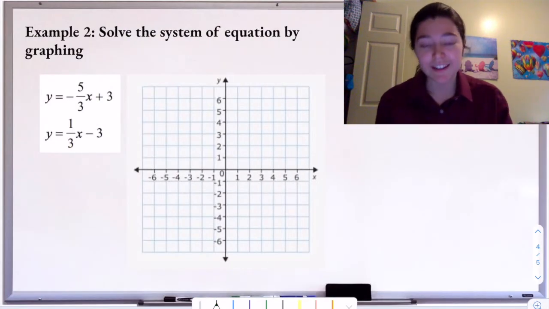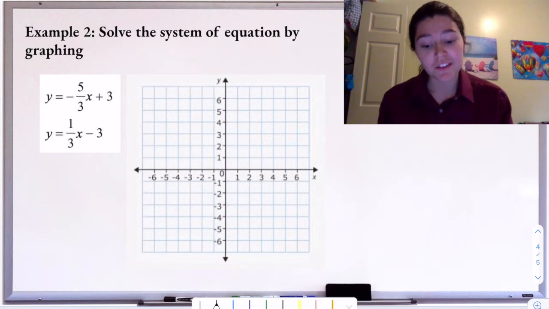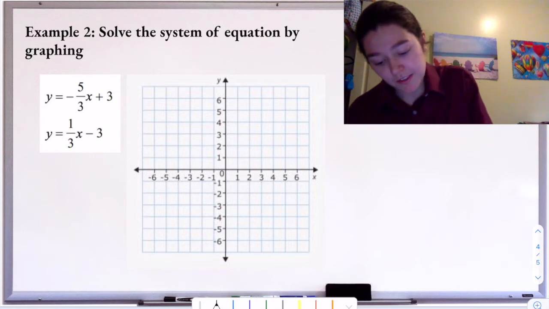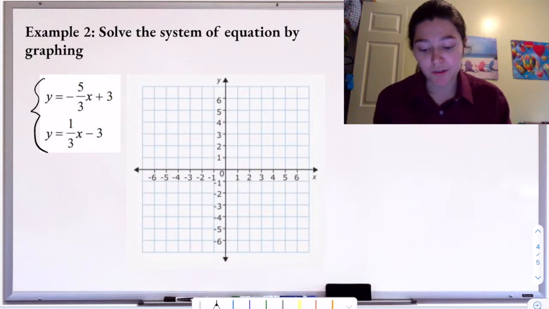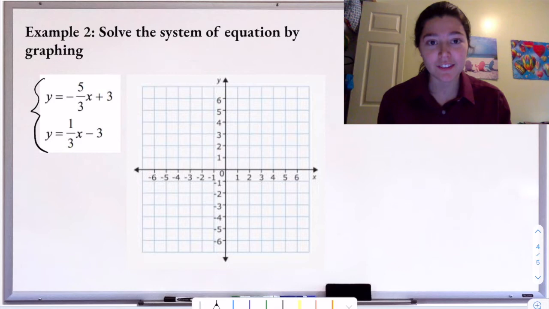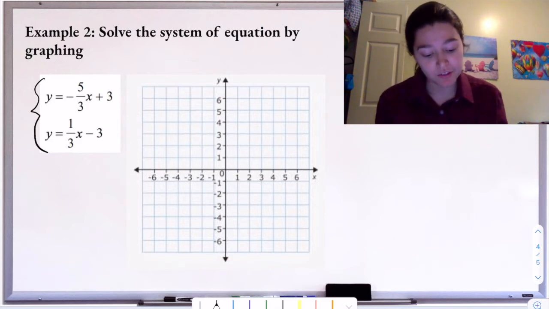Awesome. All right, now let's do a second example. This one is going to require some more work for us. We need to solve the system of equations by graphing. Okay, so this is my system. I have y equals negative 5/3 x plus 3, and then y equals 1/3 x minus 3. So those are two different linear equations. And to find the solution to the system, I'm going to graph both of them and see where they intersect.